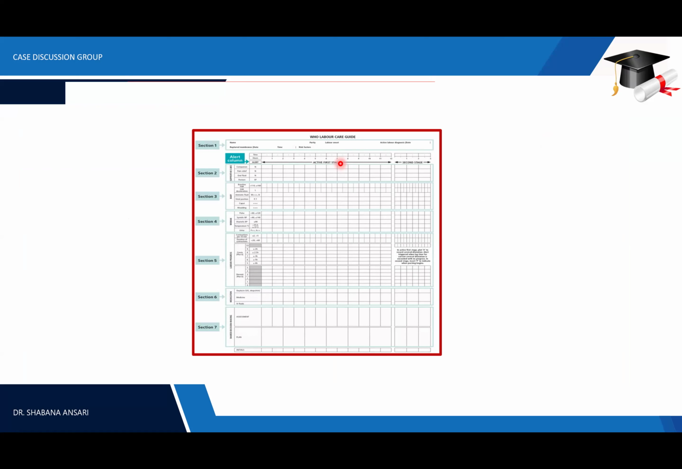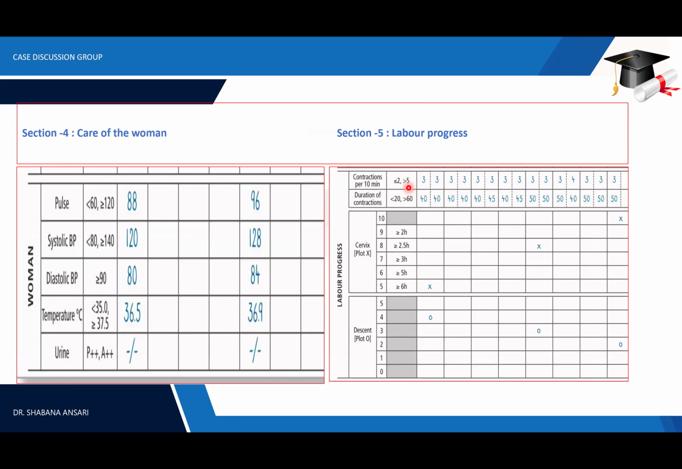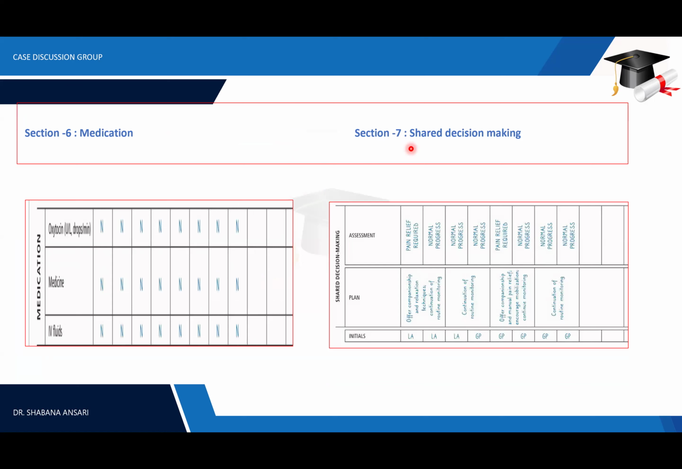In the second section, you can see that this is not very big. This covers some of the conditions in terms of supportive care. The third section denotes the baby's condition, and the next one is the maternal condition, the care of the women. The fifth section denotes the progress of the labor progression. The sixth one is the medication related things, and the seventh section is the shared decision making.